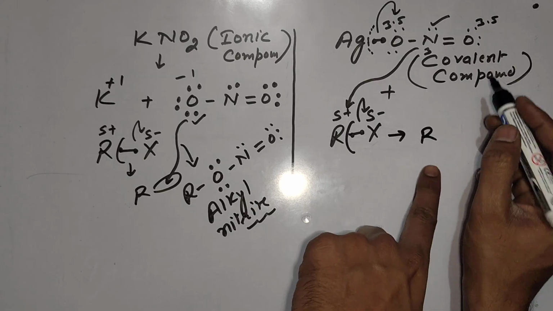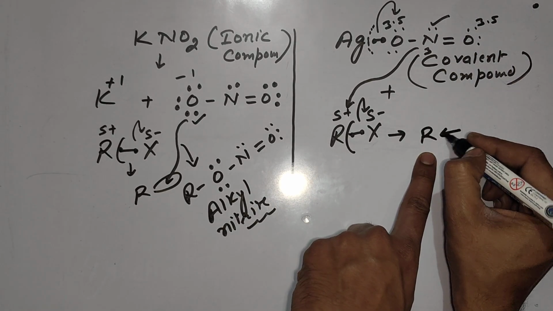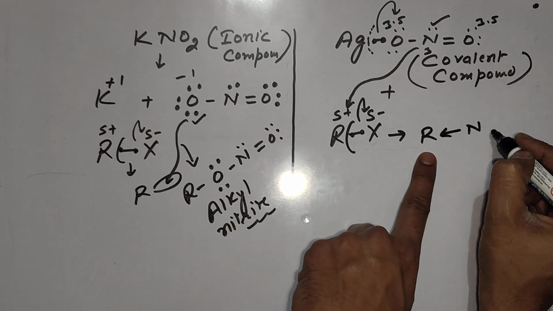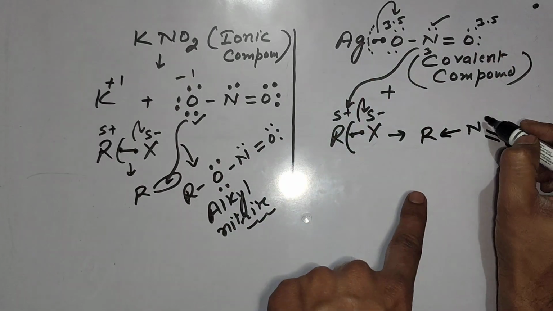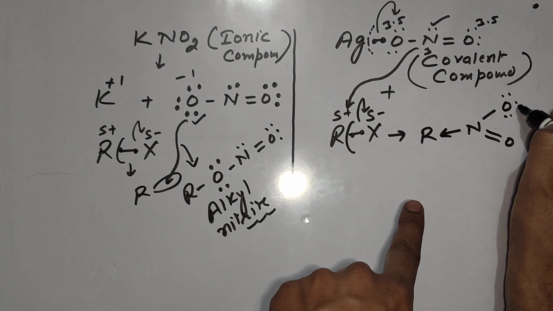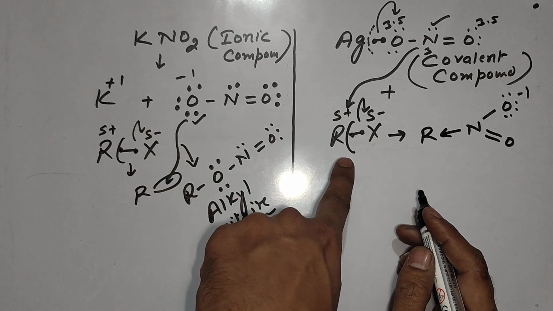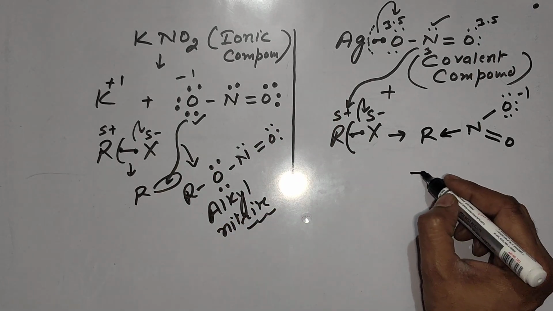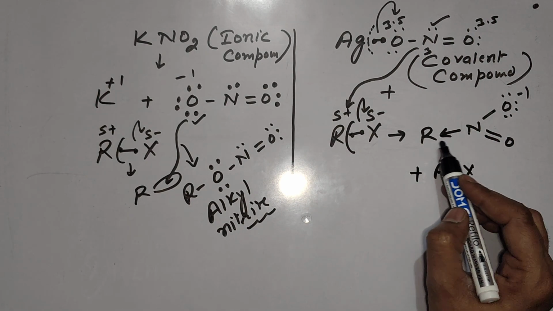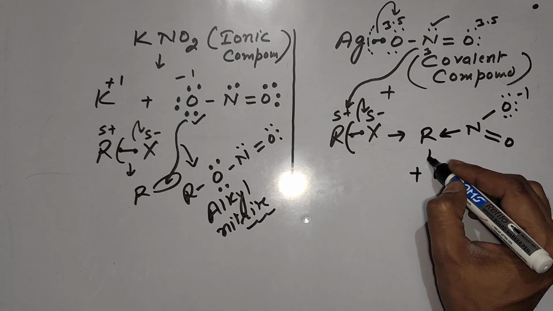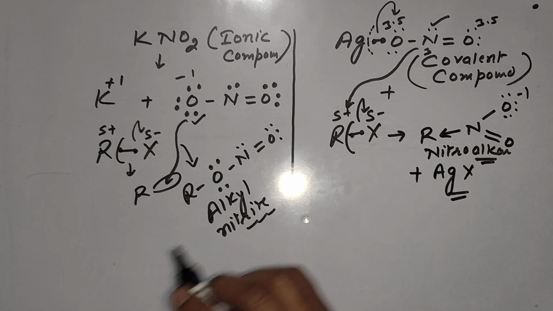R will make a bond with nitrogen. Now because nitrogen is using its lone pair, a dative bond will generate. It is already bonded with this oxygen, and this oxygen will get an electron from silver, so it will become negative oxygen. And silver will release out as Ag positive, which will react with X negative, so AgX will generate. Now here bonding is through nitrogen, and the compound formed will be known as nitroalkane. So this is the reason.